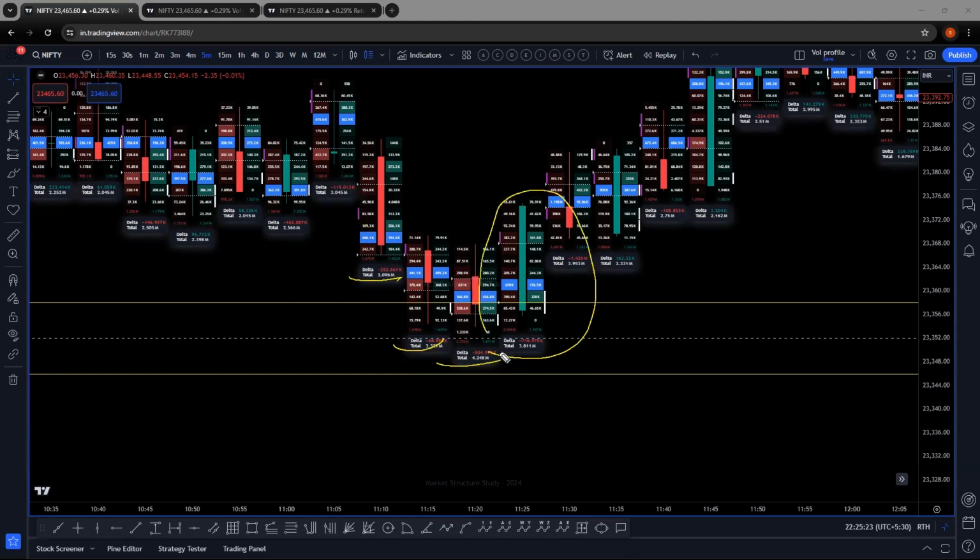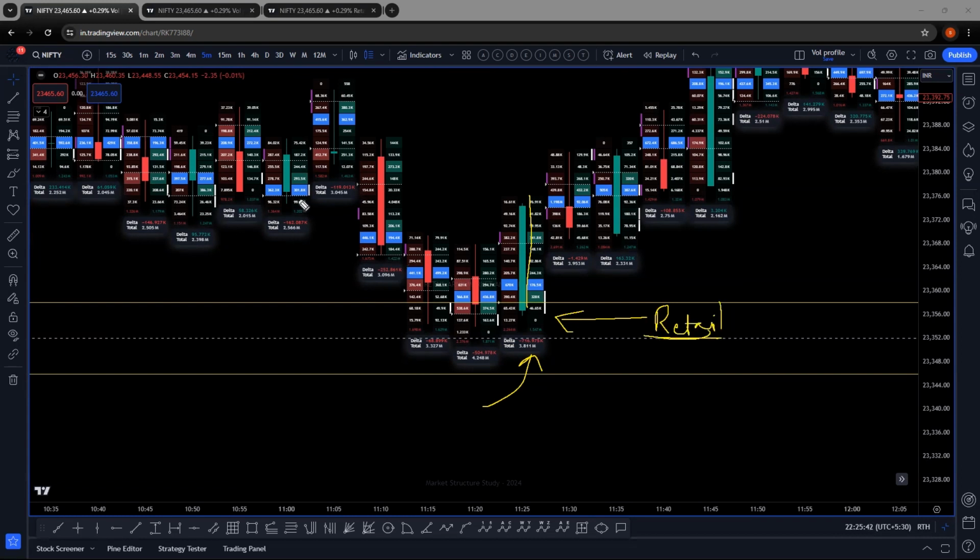At this point here, what happens? This is the same zone as yesterday, the previous day, 12th June. Here, a huge green color candle, meaning at this point, huge selling pressure has come from the retail public.